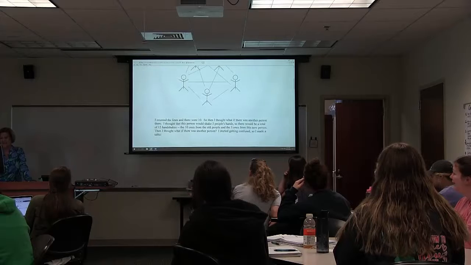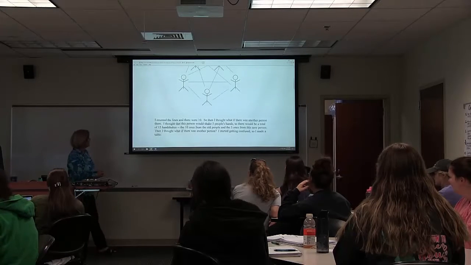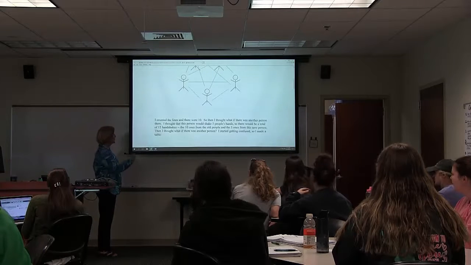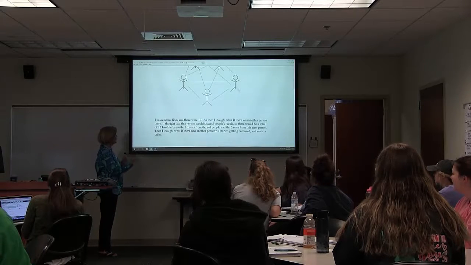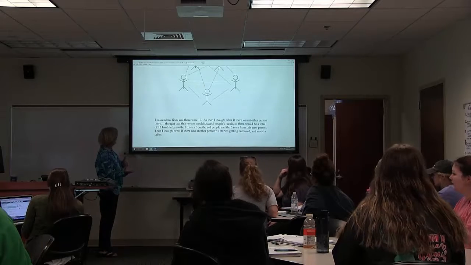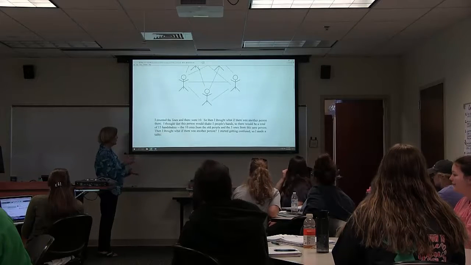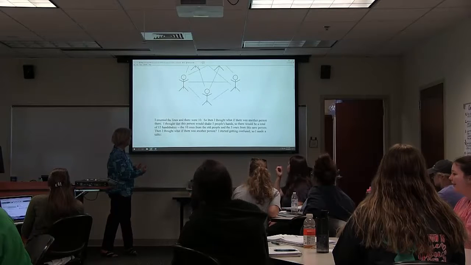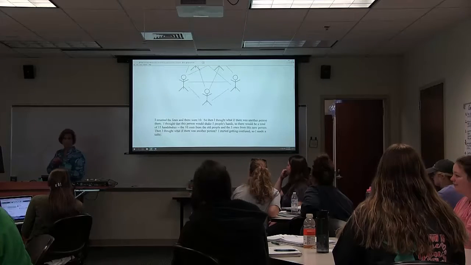She says, I counted the lines and there were 10. So then I thought, what if there was another person there? I thought that this person would shake 5 people's hands, so there would be a total of 15. The 10 ones from the old people and 5 ones from this new person. And I thought, well, what if there was another person? I started to get confused, so I made a table.